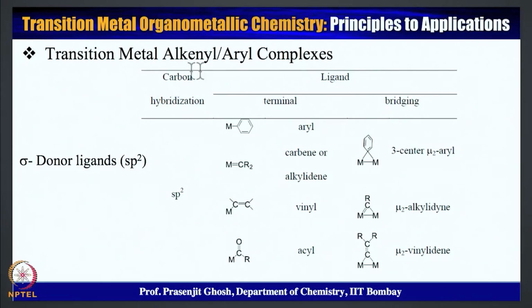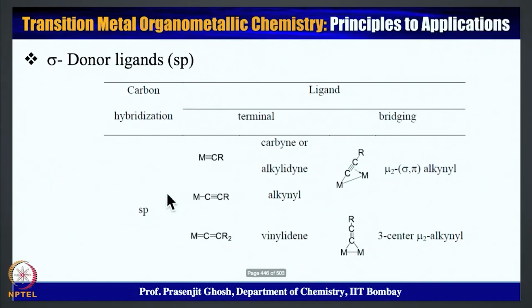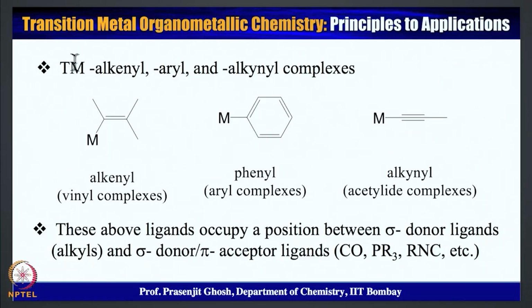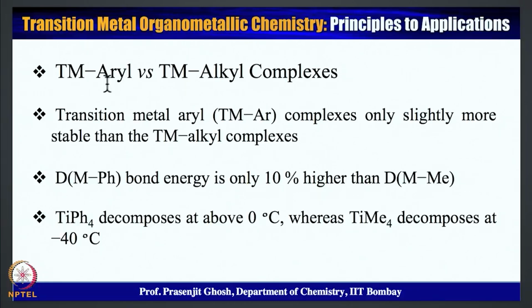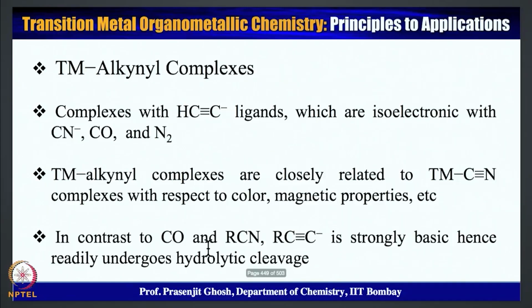Moving on from that, we have moved into transition metal alkenyl and aryl complexes, and here also we have seen sigma donor sp2 centers as well as sp centers. Now, transition metal alkenyl, aryl and alkynyl complexes occupy a position between sigma donor alkyl and sigma donor pi acceptor ligands like carbon monoxide, phosphine, RNC, etc. We have compared the reactivity of transition metal aryl versus transition metal alkyl, and we concluded that transition metal aryl complexes are slightly more stable than the alkyl complexes, because their bond dissociation energy is only 10% higher than the methyl ones. For example, titanium tetraphenyl decomposes above 0 degrees, whereas tetramethyl decomposes at minus 40 degrees.